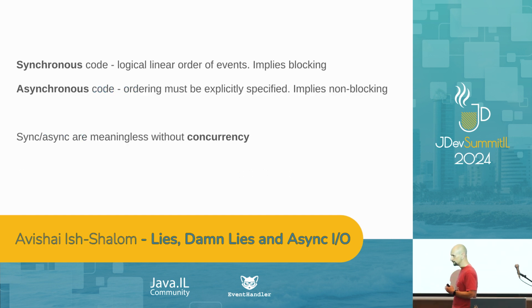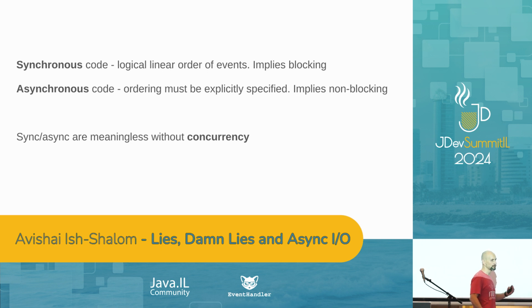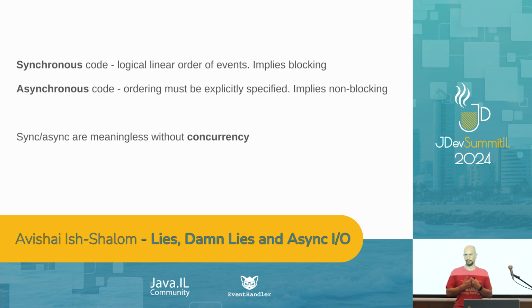Now, synchronous code, or actually synchronous programming model, is a model that preserves the logical order of things. Basically, it guarantees that things will execute in the way that they're written in the program. So it's very easy to understand what's running before what. This implies blocking functions, okay? Asynchronous code means that ordering is not guaranteed. We as programmers can decide on the order of execution. It's not necessarily the order in which things appear in our code. And this, of course, implies non-blocking functions.